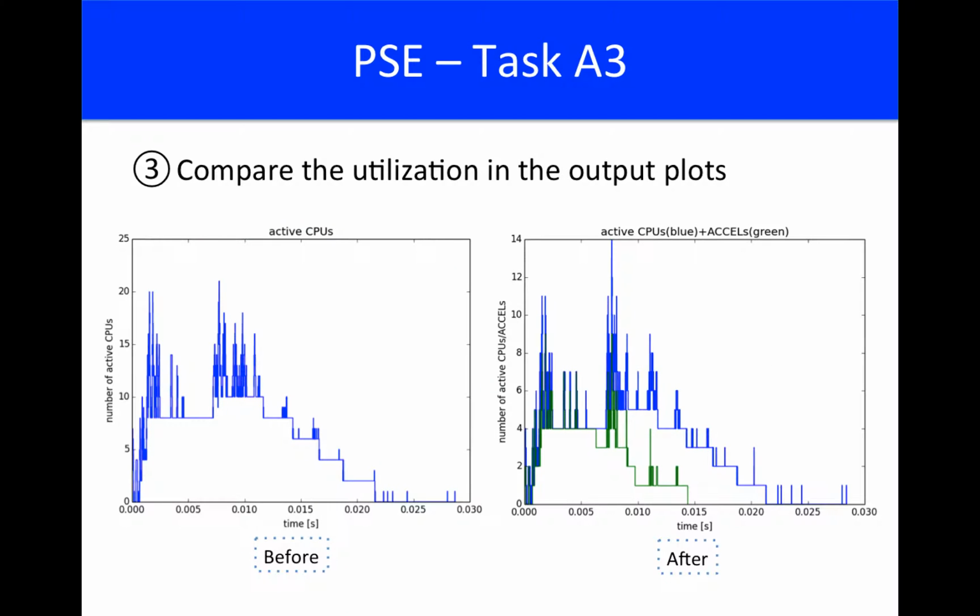In this graph, we can see the utilization of active CPUs before and after adding the accelerator. The accelerator is shown in green color in the second graph. We have modified the output script so that we can see the accelerator separately in the graphs. As can be seen clearly, the accelerator has reduced the usage of CPU cores significantly.